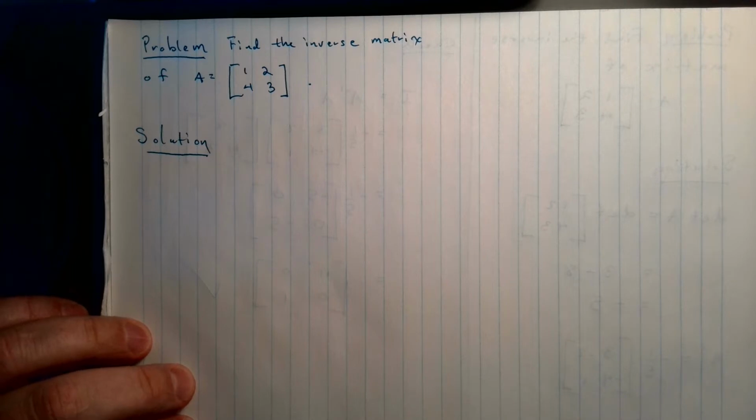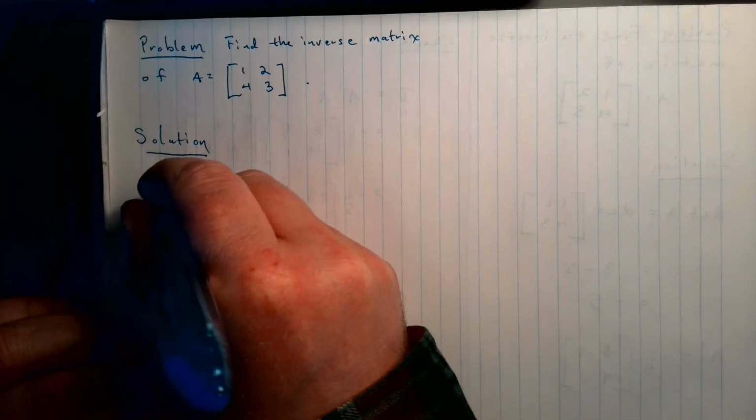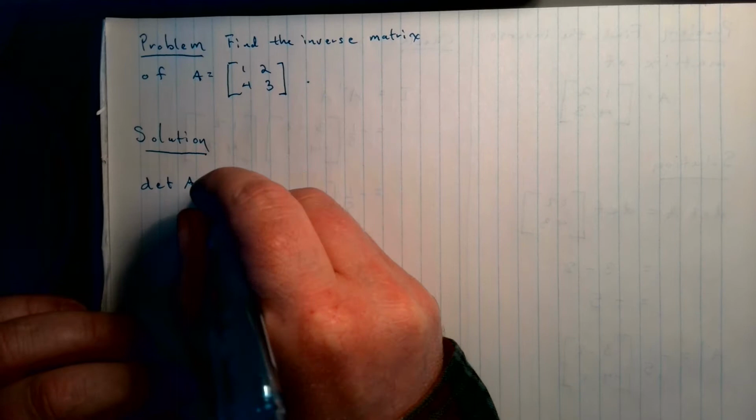That's for two reasons. If we find that the determinant of the matrix we're trying to invert is equal to 0, well, we can stop right there. You can't find the inverse of that matrix. And if it's not 0, well, then we're going to need the determinant to calculate the inverse of this matrix. So let's just go ahead and calculate the determinant of the matrix.